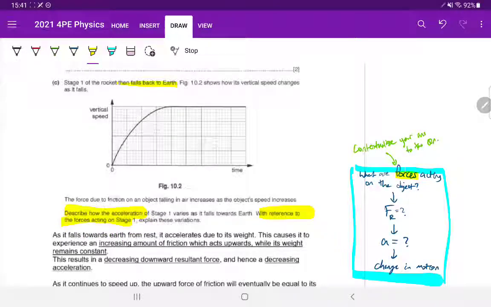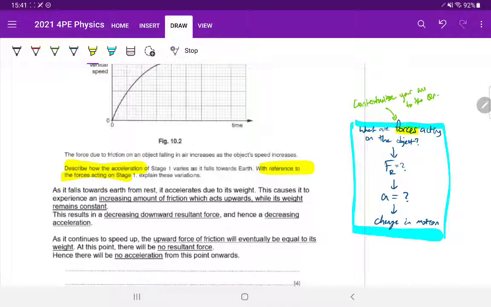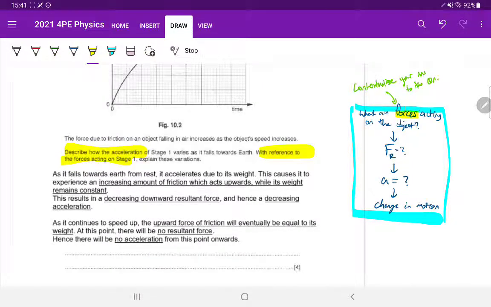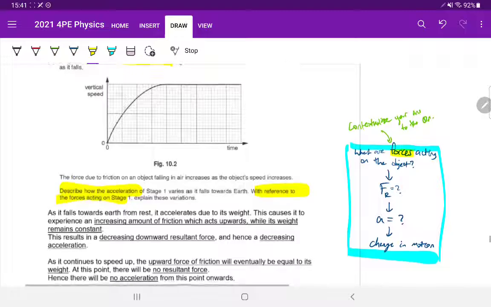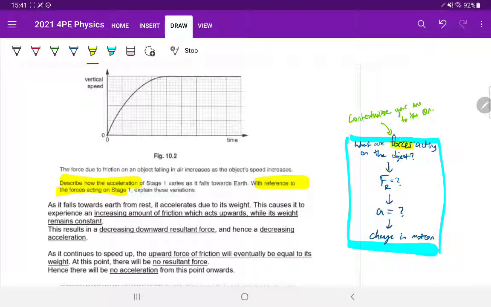So what do you do again? Again, it's the same kind of structure. But now you need to describe the acceleration as well from the graph. There are two main phases in this acceleration. The first phase is here, and the second phase is here. So how do you describe acceleration? This is a speed time graph. The acceleration is given by the gradient.